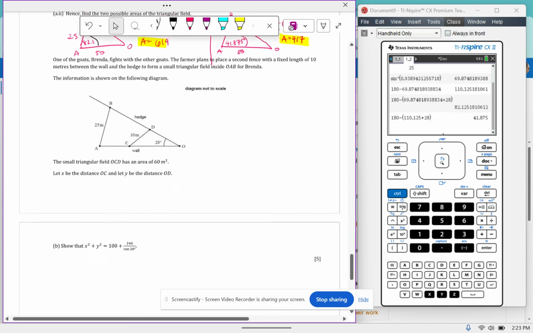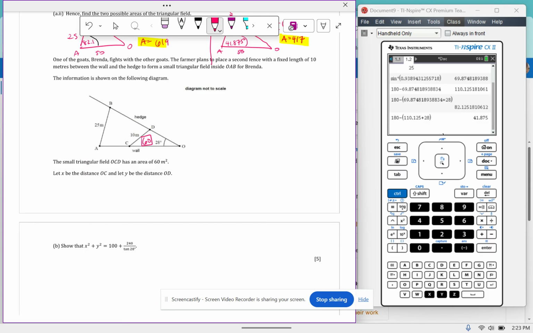Now it says one of the goats, Brenda, fights with the other goats. The farmer plans to place a second fence with a fixed length of 10 meters. So it's like this part right here, between the wall and the hedge to form a small triangular field inside OAB for Brenda. The information is shown on the following diagram. The small triangular field OCD has an area of 60 meters squared. So this has an area of 60 meters squared. I feel like that's going to be our clue, right?